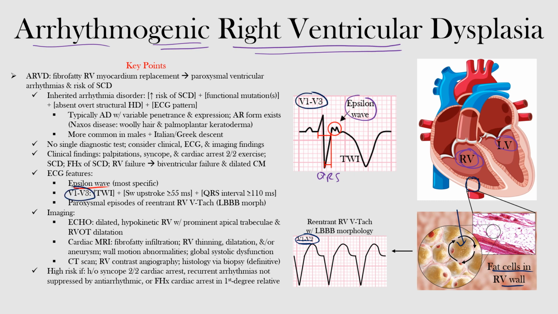Here are these right-sided precordial leads, and you can see there's T-wave inversion. This is our T-wave here, and you can see that it's inverted. You can also see this S-wave upstroke, which is from, here's an R wave, and this is the S wave of our QRS complex. I'll erase this so you can see it.